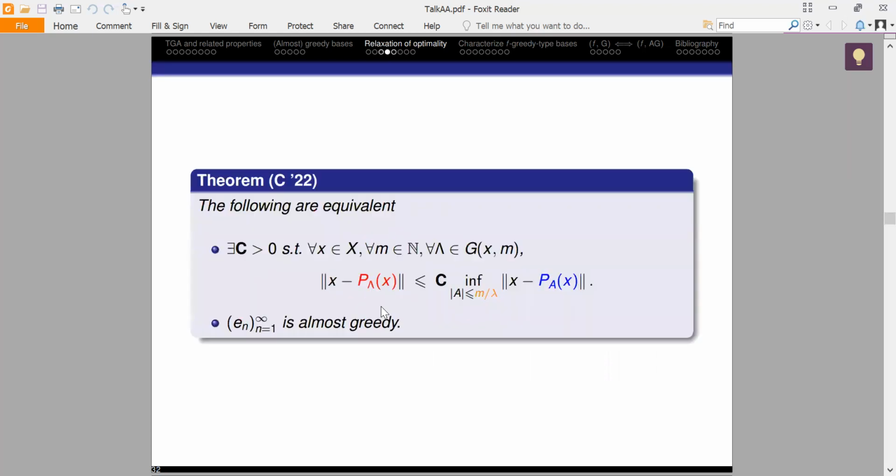And here's what I recently obtained. We do not have anything new. If you have the projection on this side and you restrict the size of A to m over lambda, then you still have an almost greedy basis. So nothing new. You may think of this as a disappointment, but it turns out that we may need this result later in one of the proofs that I will present to you.